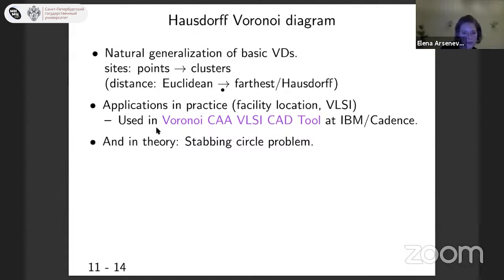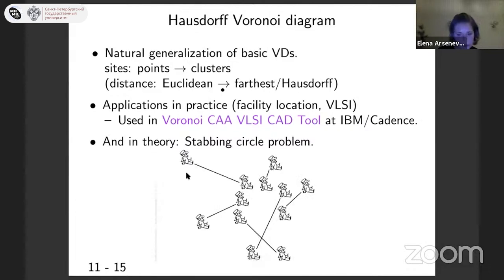It has some applications in theory. So this is the illustration for the stabbing circle problem, which I like the most. Suppose I have a bunch of children. This is an even number of children, and I want to play. So for some reason they are glued to the floor. Don't ask me why. Maybe it's just easier to deal with children if they are not moving. And I want to play a game with them.